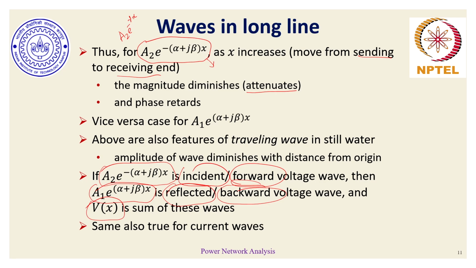So the way we understood the v of x terms, A1 and A2 having forward and backward notions, representing similar to the traveling waves in still water, a similar notion can also be applicable for current waves. And that is what gives the indication that the power which is transmitted from sending end to receiving end through long lines doesn't always have to be a current signal or a voltage signal in time domain. They can also be interpreted as waves flowing through the transmission line, and that's how power reaches the receiving end or the load end.